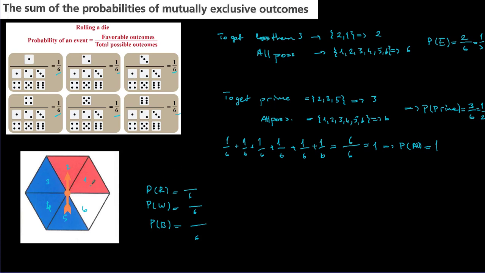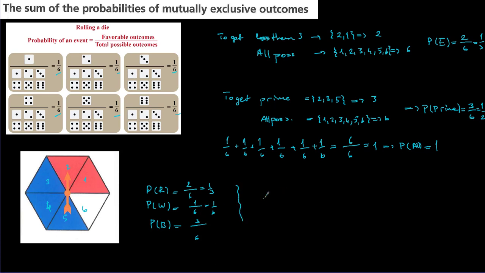How many reds are there? 1, 2. So the probability of red is going to be 2 over 6, which is equal to 1 over 3 also. What is the probability of white? There is only 1 white triangle, so it's equal to 1 over 6. And what is the probability of blue? There are 3 blue triangles, so it's equal to 3 over 6.